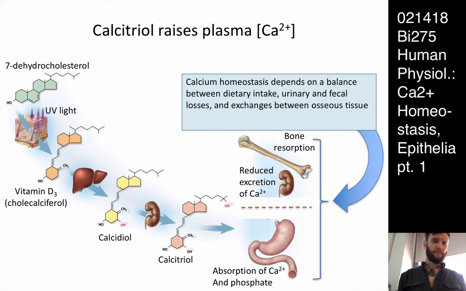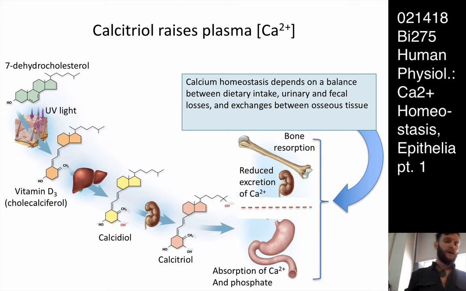and then calcitriol, or calcitriol. I pronounce it calcitriol. So that's what we're going to pick up with today. And the story of calcitriol is, bottom line, it also raises plasma calcium levels like parathyroid hormone.